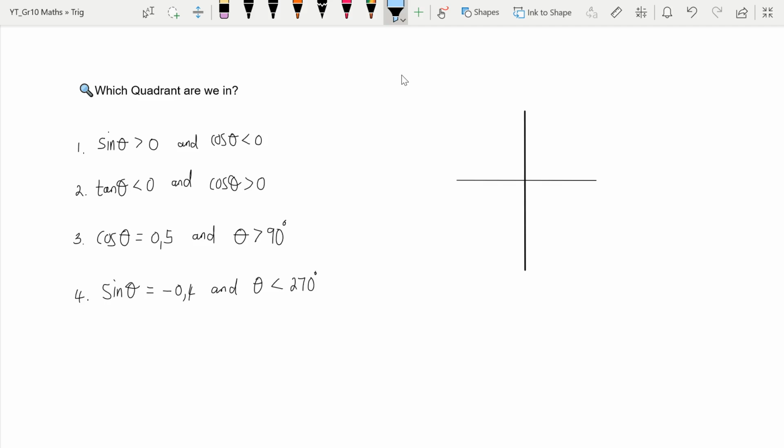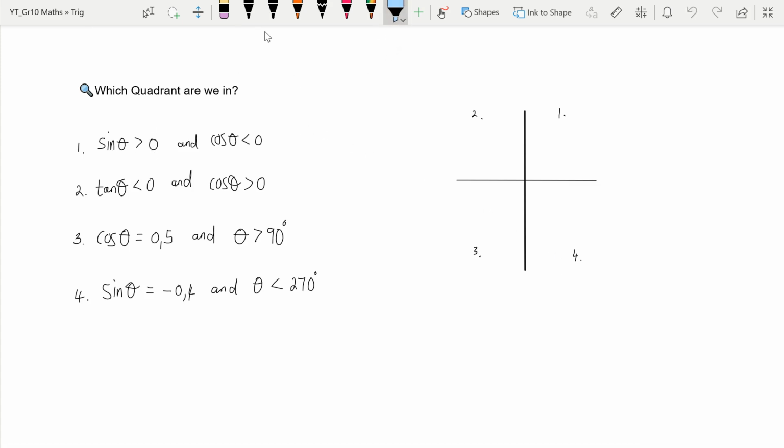Now that we've done this investigation and made sense of working on the Cartesian plane and using the unit circle, let's do this as a warm-up before we jump into doing some of the examples. Which quadrant are we in? We need to figure out, are we in quadrant 1, 2, 3, or 4, based on the information that we are given. So let's have a look at number 1.